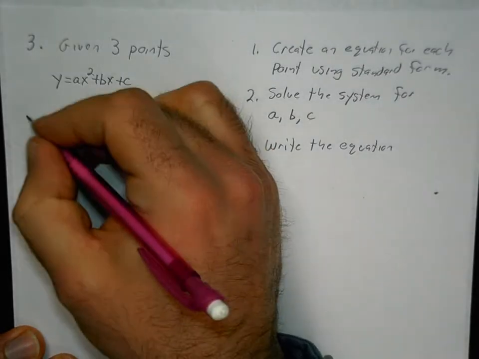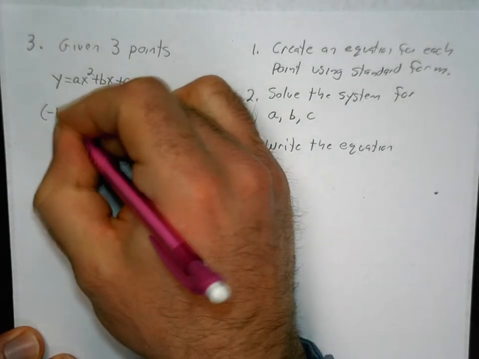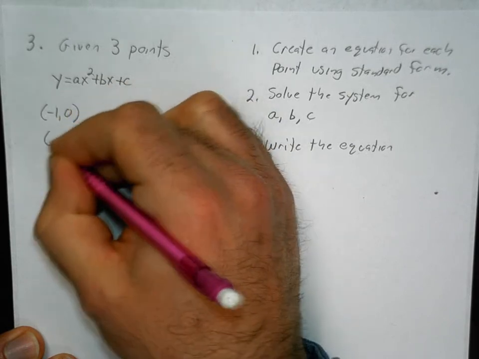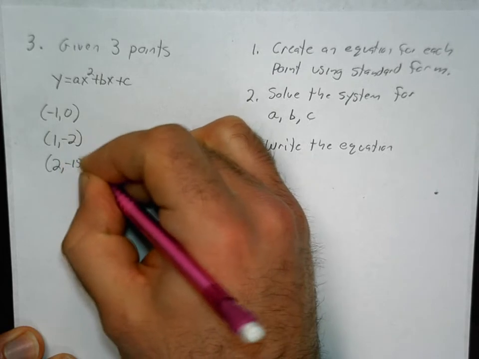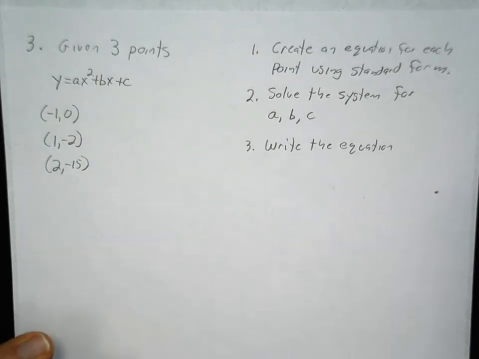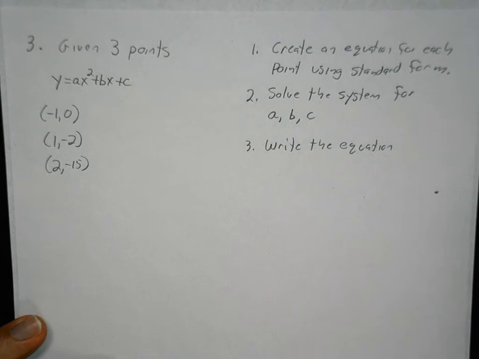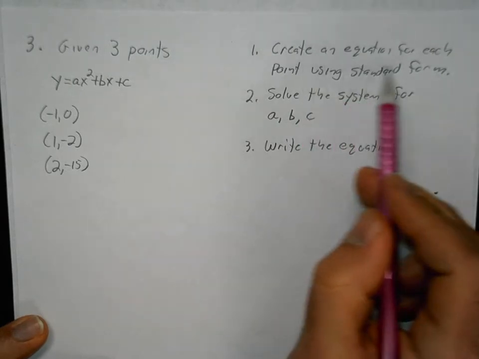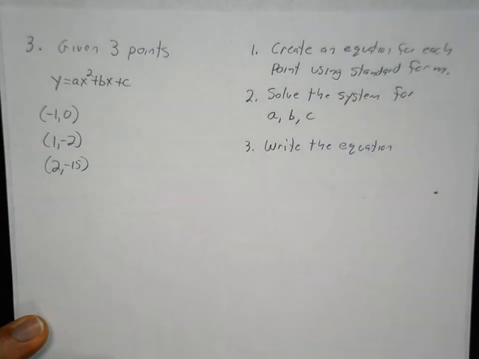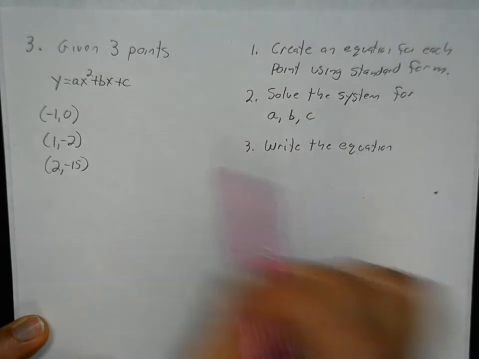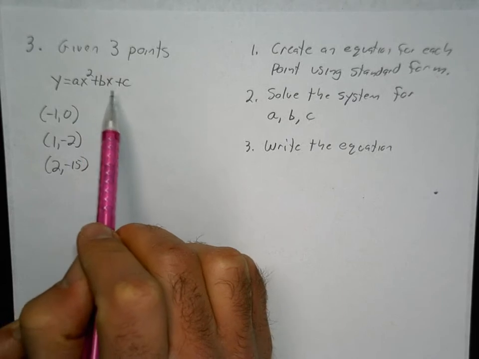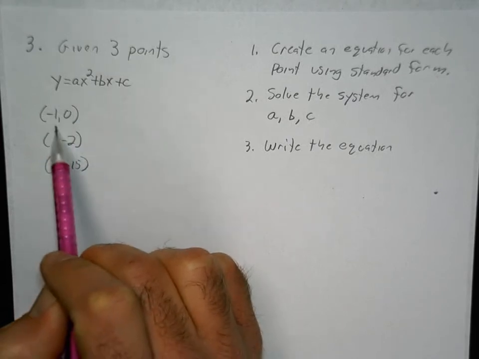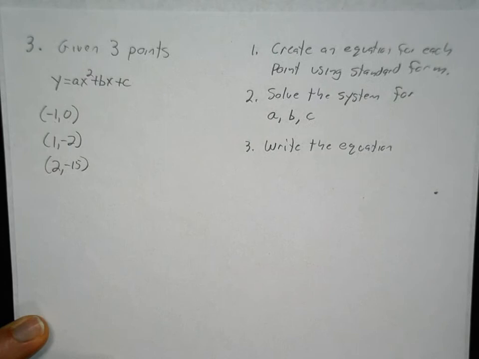Okay, so let's just say our parabola goes through (-1, 0), (1, -2), and (2, -15). Okay, so now how do I come up with the equation? Well, it says create an equation for each point using standard form. So what we're going to do is substitute into standard form, y = ax squared plus bx plus c, these coordinates in for x and y, and come up with 3 equations and 3 unknowns.